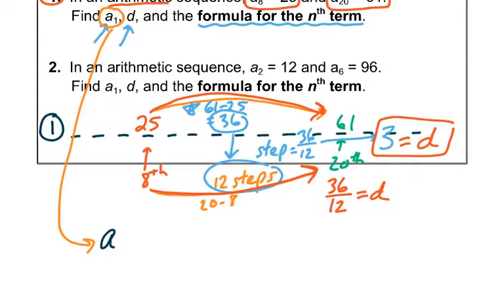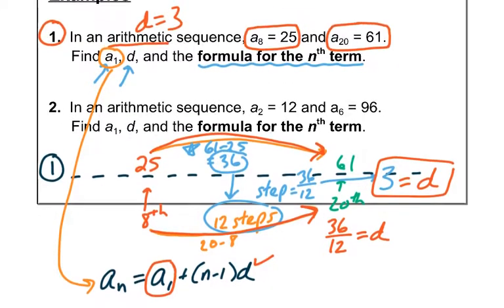Again, the formula for arithmetic sequences is A sub 1 plus n minus 1 times D. All right, well, I need to find this friend here. I need A sub 1. What did we just find? We found D. All right, well, let's see. Maybe I can use another piece of information to find A sub 1.